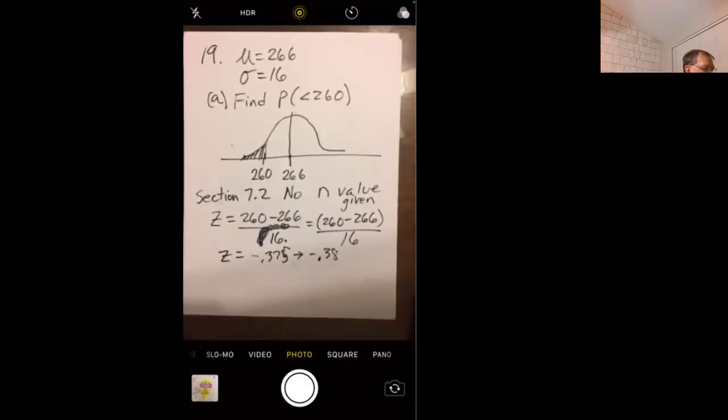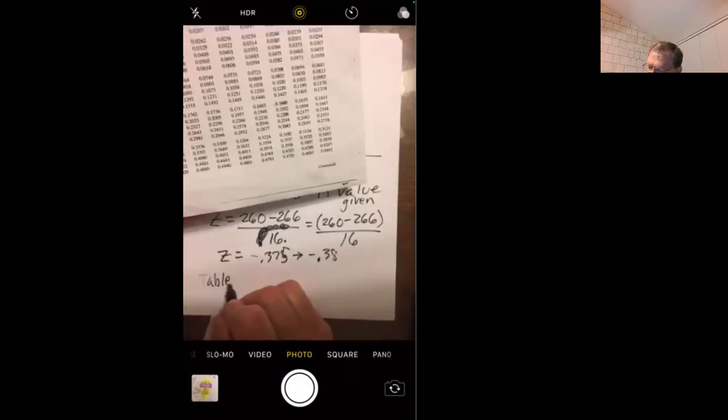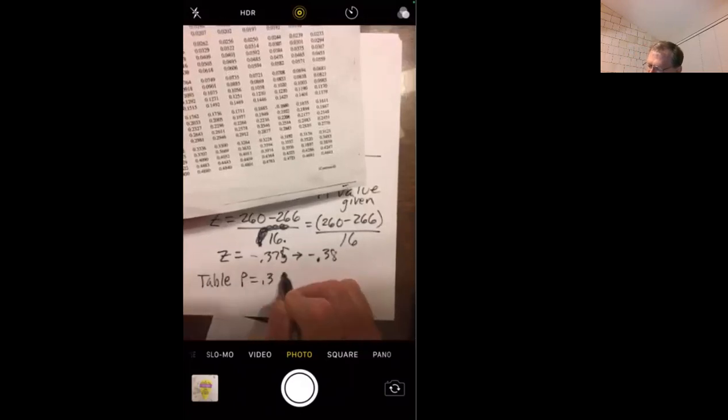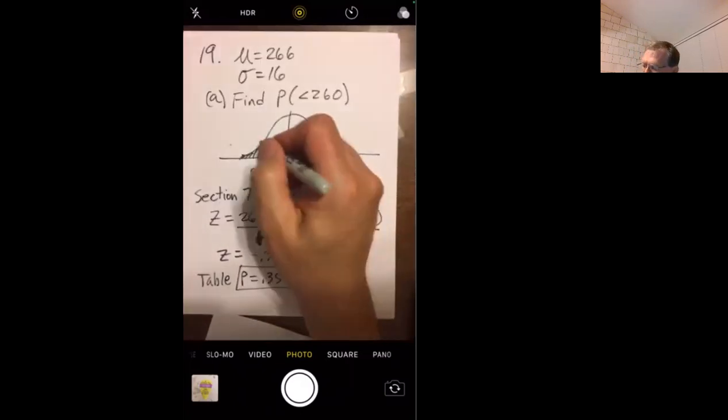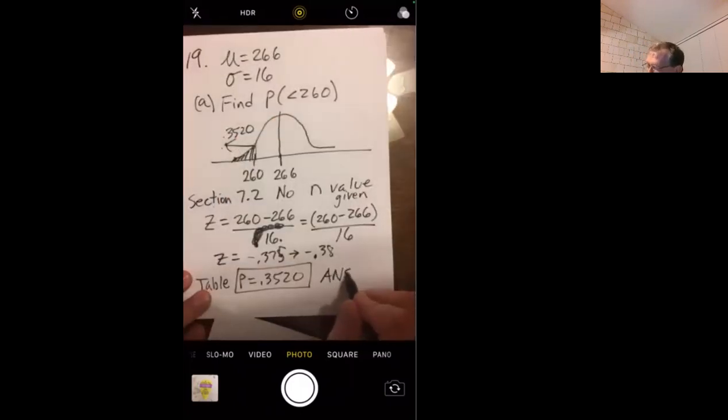All right, so I don't know if you've looked it up. Negative 0.38, negative 0.3... 08 column, 3520. Put that on the screen. The probability is 0.3520, and that will be the direct percentage or probability. It's our answer. It's a direct table lookup.